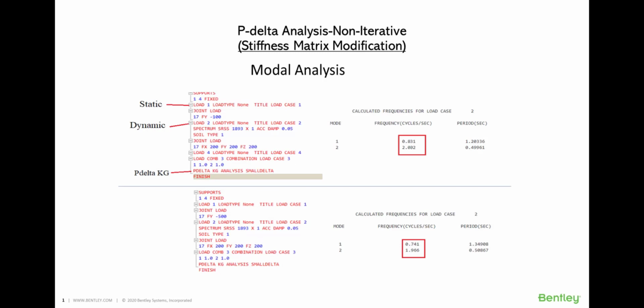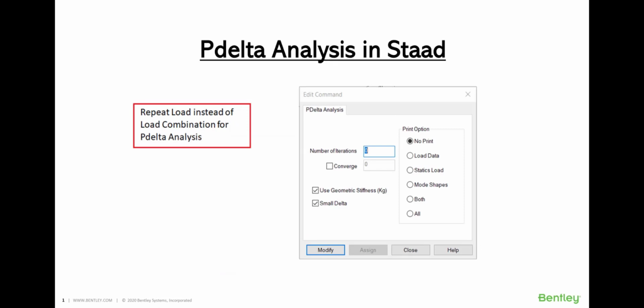Now, you could see that if I change the magnitude of the gravity load P in the static load case, my natural frequency also changes. This implies that the frequency is computed in the dynamic load case based on the Kg matrix, which is again dependent on the axial force it experiences.